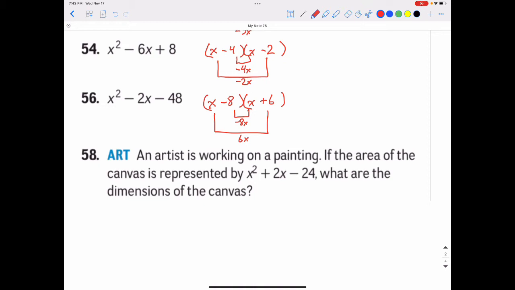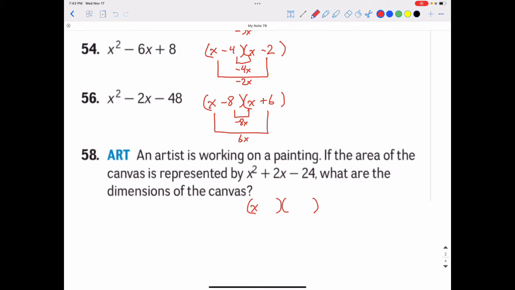58, art. An artist is working on a painting. If the area of the canvas is represented by x squared plus 2x minus 24, what are the dimensions of the canvas? This is asking you to factor x squared plus 2x minus 24 because a painting is rectangular. And to figure out the dimensions of the canvas, we can figure that out by factoring x squared plus 2x minus 24. We can't do a distributive property, so we'll just do binomial pair.